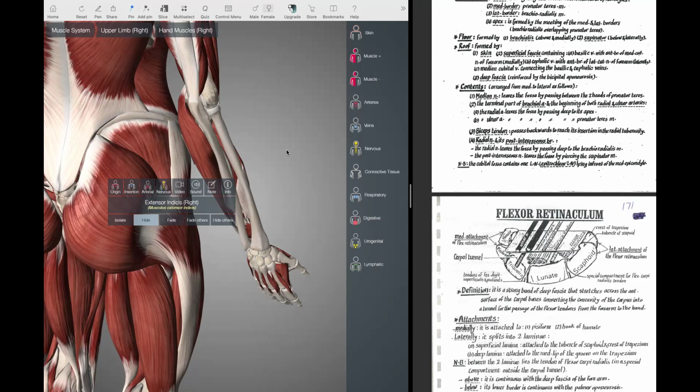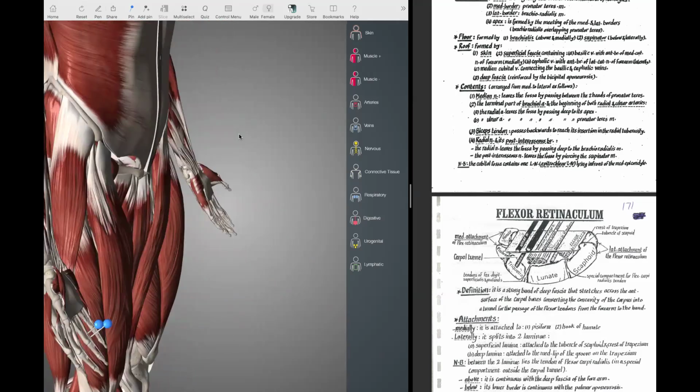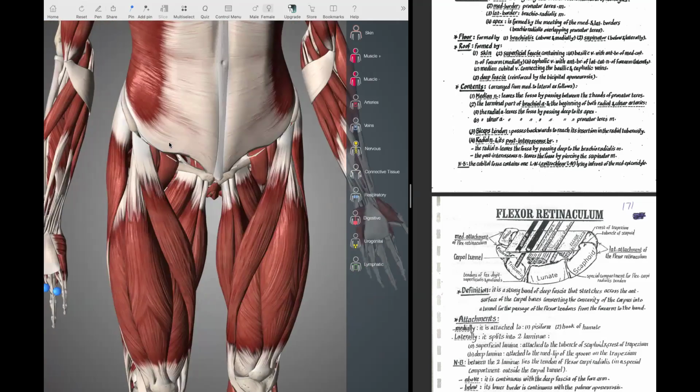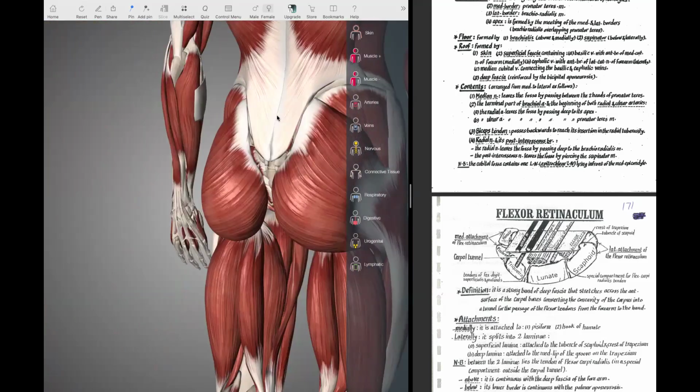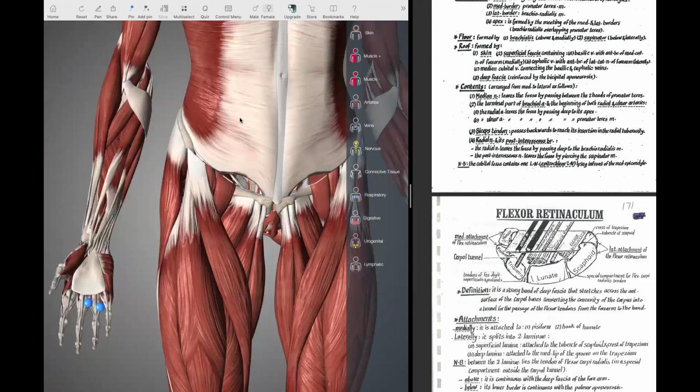Now we have finished the general information. Let's go back and I will give you now the details about each.